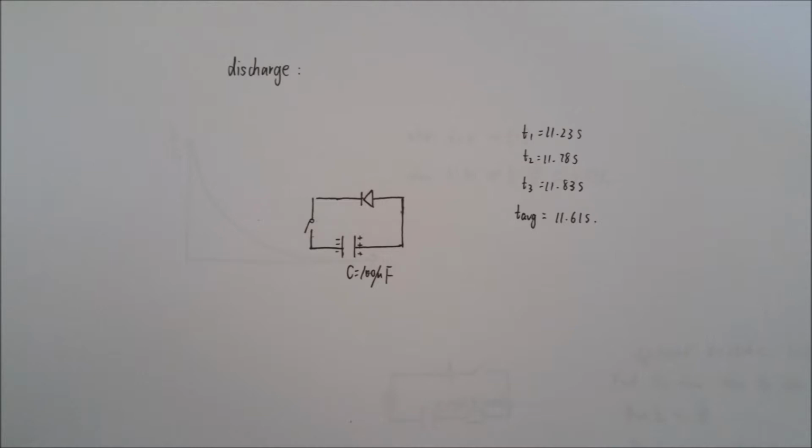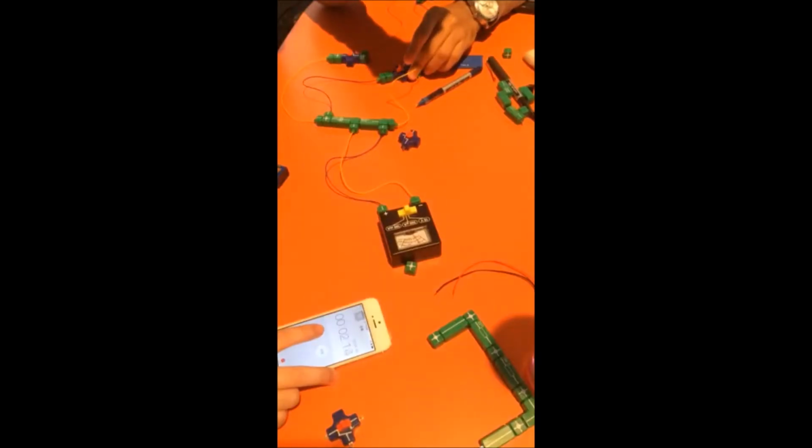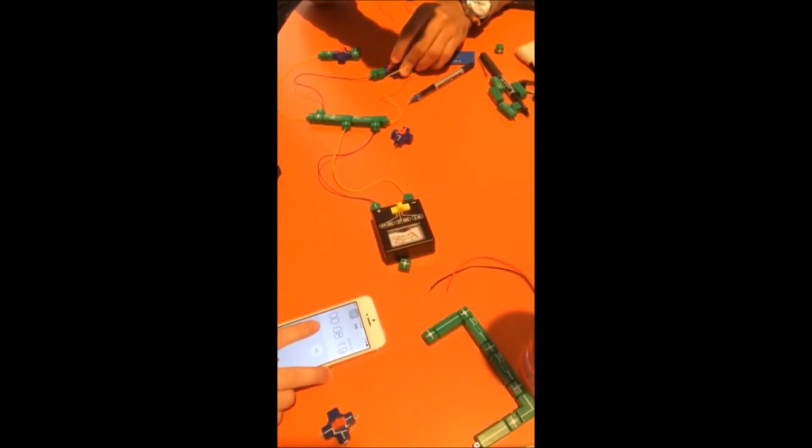Time 1 is equal to 11.23 seconds. Time 2 is equal to 11.78 seconds. Time 3 is equal to 11.83 seconds. And the average time is equal to 11.61 seconds. And here is one of the discharging processes we did that day.